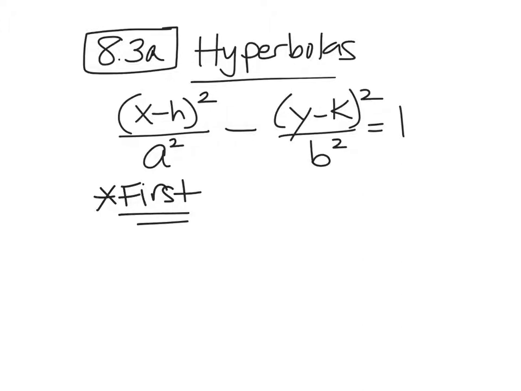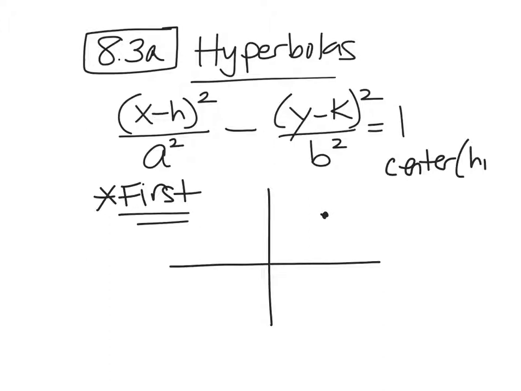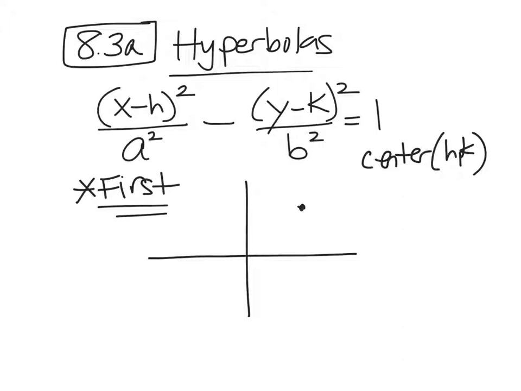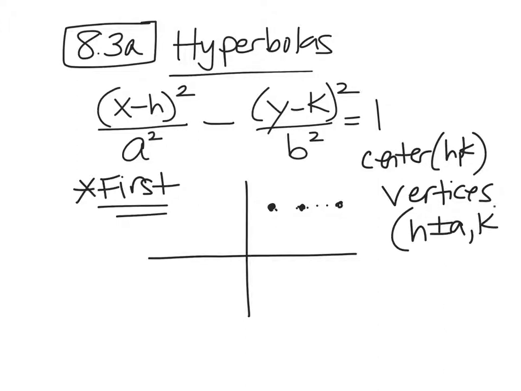So here, because x is first, what you would do to graph this hyperbola is go to its center. So it has a center of (h, k). And I don't know if you remember how to do these, but you would go a distance of a left and right. Those are your vertices. Okay, your vertices would then be at (h plus or minus a, k).